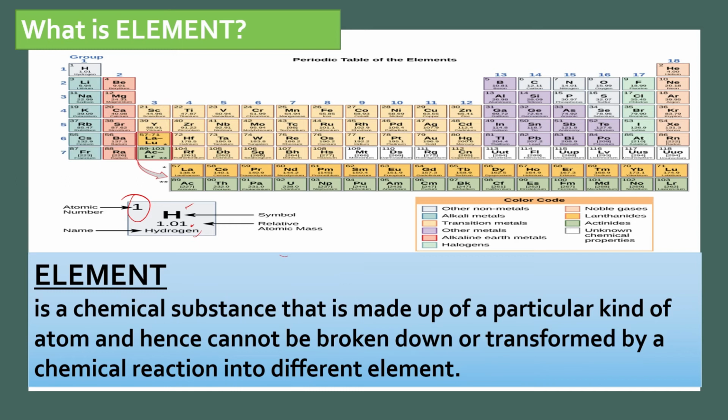Okay, so an element is a chemical substance that is made up of a particular kind of atom, or one single atom, and hence cannot be broken down or transformed by chemical reaction into a different element. So this element is fixed. Hydrogen is fixed as hydrogen. Oxygen is fixed as oxygen. And they cannot be broken down into smaller pieces. Inside the elements, we have what we call the atom, and the atom is the basic unit of matter itself.